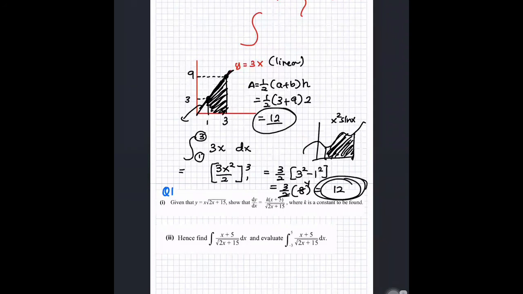Doing integration because we want to find area below the curve. That is the gist of the entire topic.